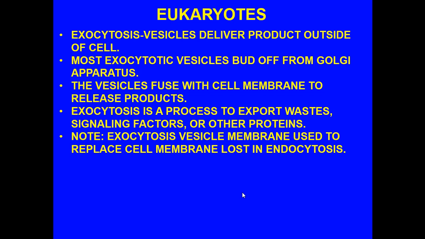Now, exocytotic vesicles bud off from the Golgi apparatus. The Golgi apparatus is going to package this particular material, send it off on its way. The vesicles may fuse with the cell membrane to release the products. Exocytosis is a process, as I said, to export waste, signaling factors, other proteins. The exocytosis vesicle membrane may also be used at the same time to replace cell membrane lost in endocytosis.